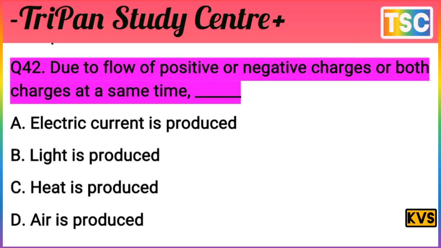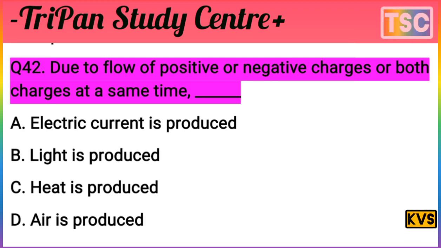Due to the flow of positive or negative charge, both charged at the same time, options are given here. Choose the right answer and also note the right answer in your notebook. You must write the answer in your notebook. Let's see what the answer is. D, air is produced, that's not the right answer. C, heat is produced.